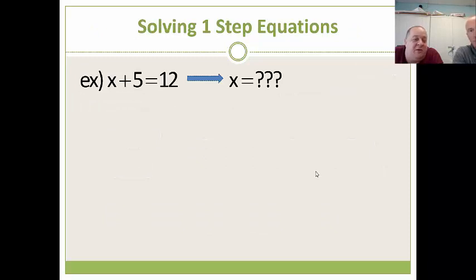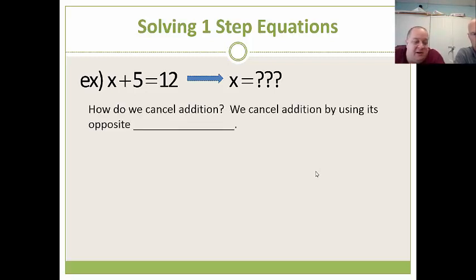So let's look at solving one-step equations. We have a problem, x plus 5 equals 12, and we want to find out what x is. Now you might be able to look at this right now and say, come on, I got that easily. But we need to show you the steps to make sure you really understand it. So how do we cancel the addition? We cancel addition by using its opposite, which is subtraction.